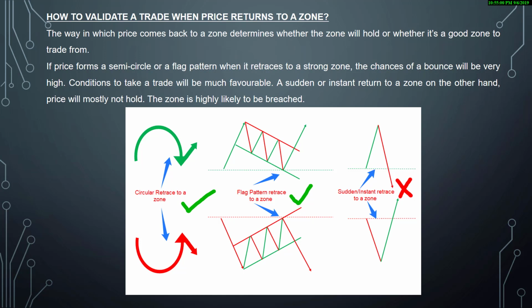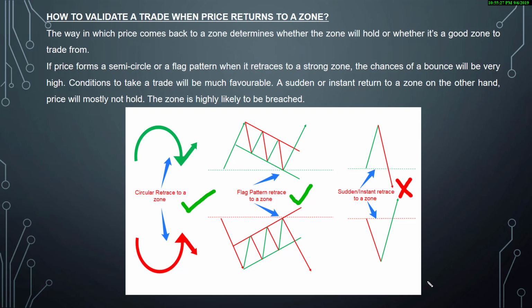A sudden or instant return to a zone, on the other hand, price will mostly not hold. That zone is not going to hold. It will be blasted through. This zone is highly likely to be breached. My students know me when I say that zone has been violated. That's another case of a zone violation.